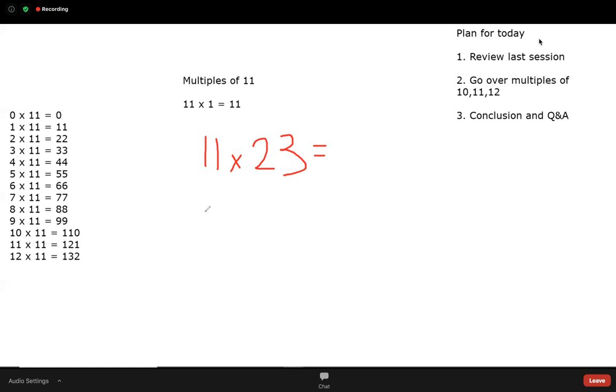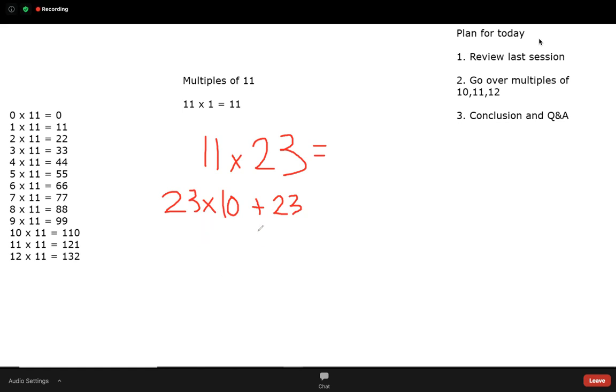Okay, let's see. How are we going to do 23 times 11? Well, how we're going to start is by doing 23 times 10 plus 23 times 1, or 23. And 23 times 10, we know will just be 23 with a 0 behind it. And we're going to add 23 to that. So our answer will be 253. Good job, everybody, for getting 253.